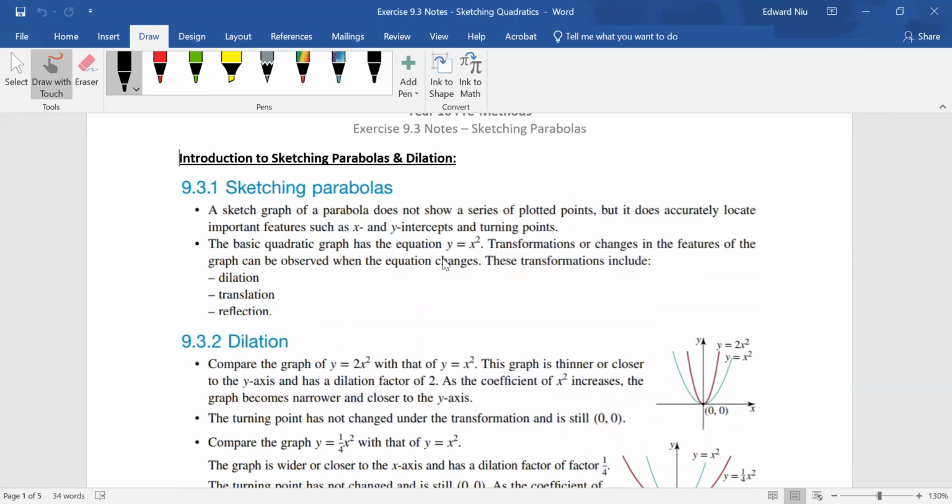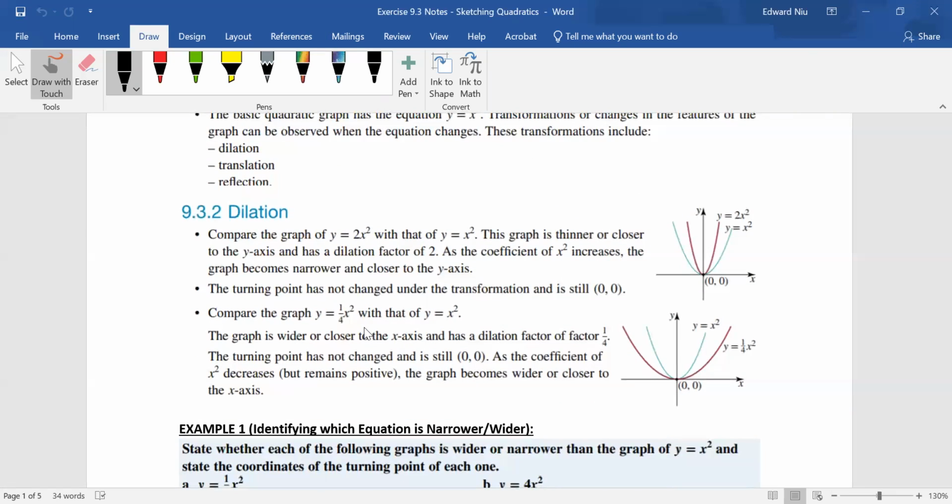The basic quadratic graph has the equation y equals x squared, and that's basically the equivalent to the linear line y equals x, where you just have a straight line crossing the origin. Y equals x squared, as you can see down here in the blue, that's just the generic example that we do for a parabola as an introduction. There's some things we can observe about these sort of parabolas or quadratic lines, and the three are dilation, translation, and reflection. Dilation is the one that we're going to take a look at first.